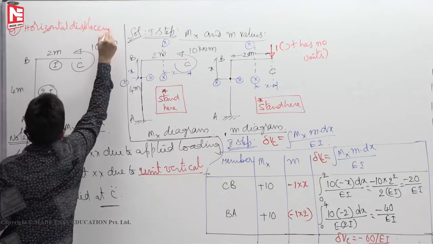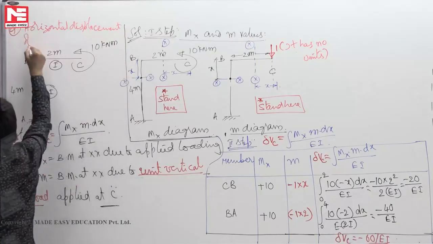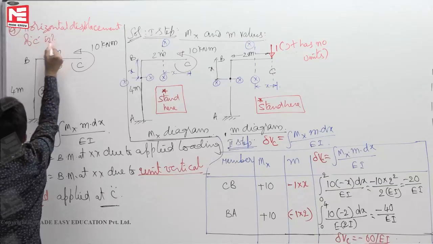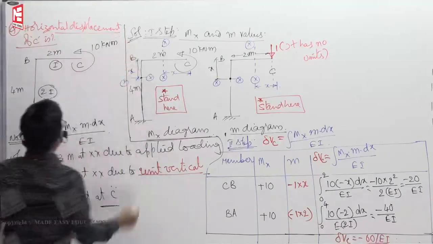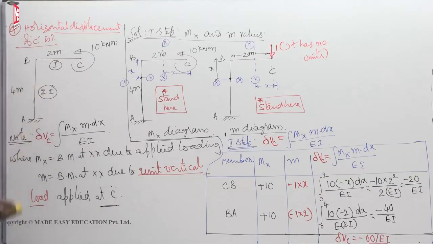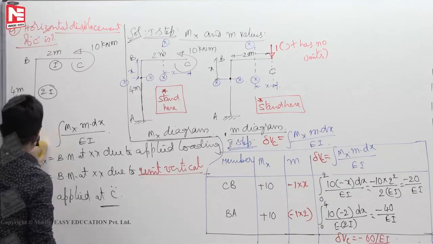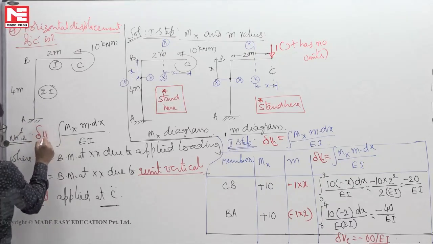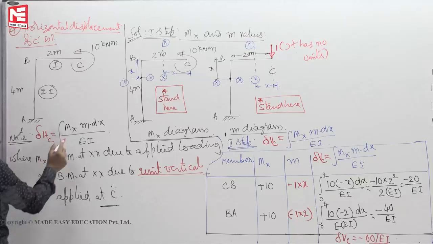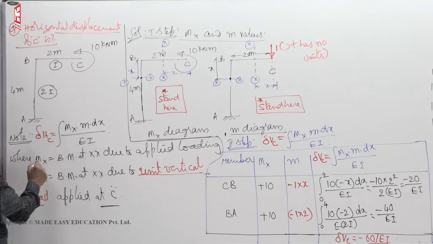Horizontal displacement of C is, if you want to find horizontal displacement of C, here you have to write delta horizontal displacement of C. Formula same, mx same, but m is different.